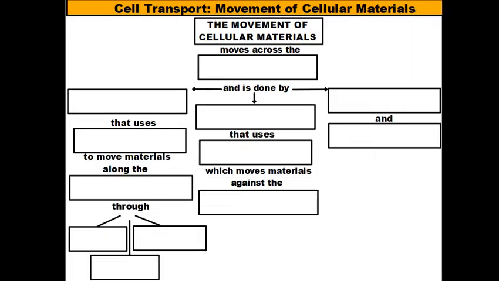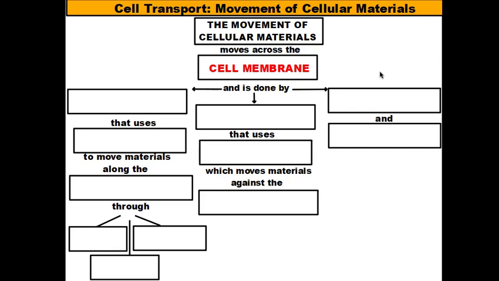Okay, so welcome to our vodcast on cell transport, the movement of cellular materials. Now, what we're going to talk about is how materials get into and out of the cell. In order for that to happen, they have to cross a certain organelle that forms the outside of that cell. That organelle is called the cell membrane. If you remember from our lessons on cell organelles, the cell membrane controls what enters and leaves, or goes in and out of, the cell.